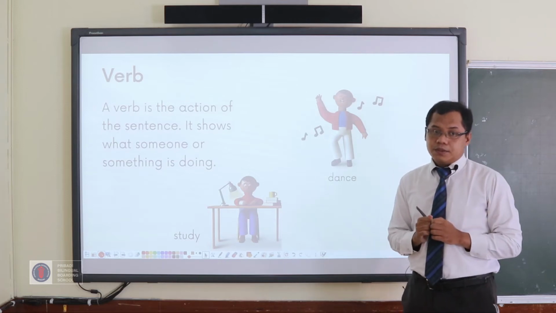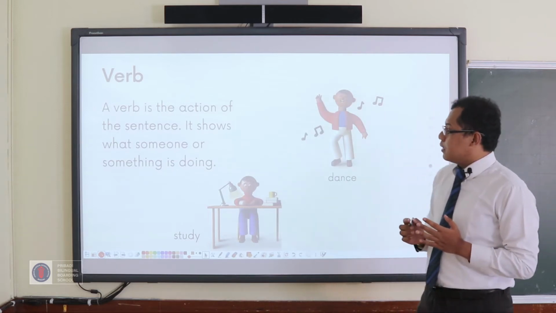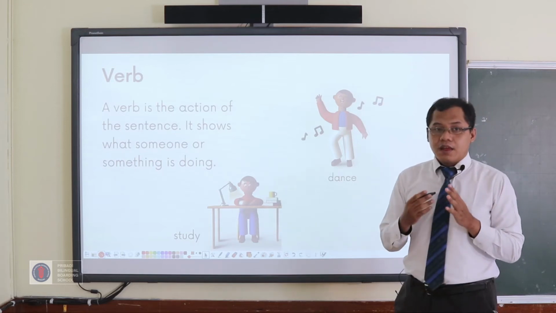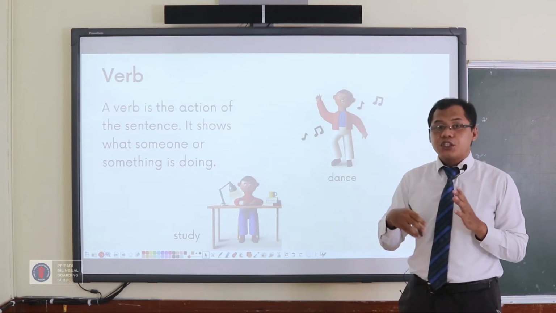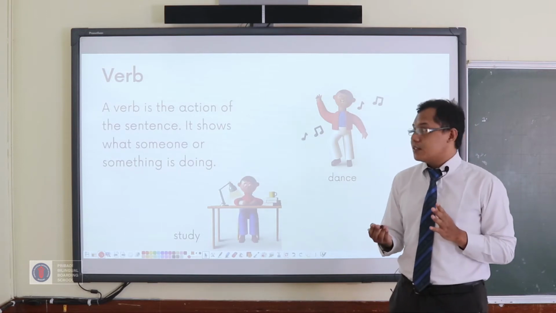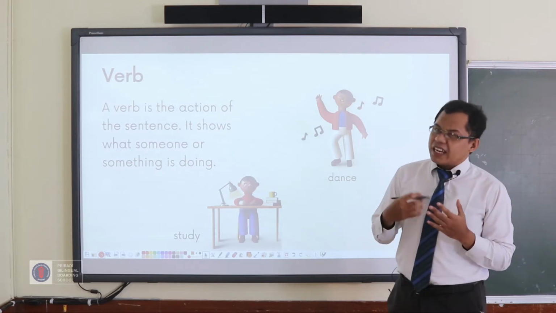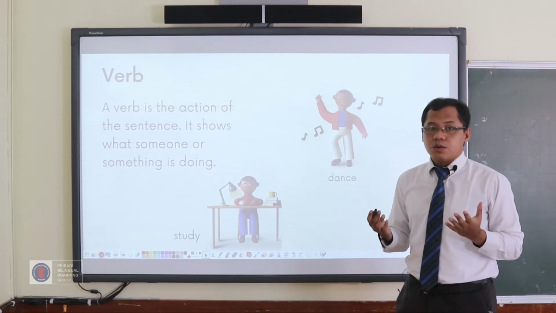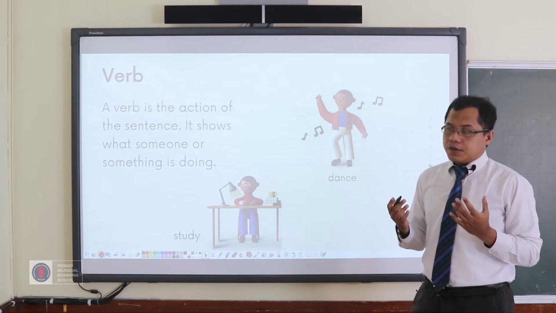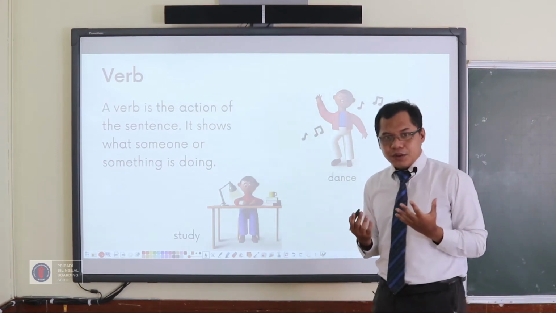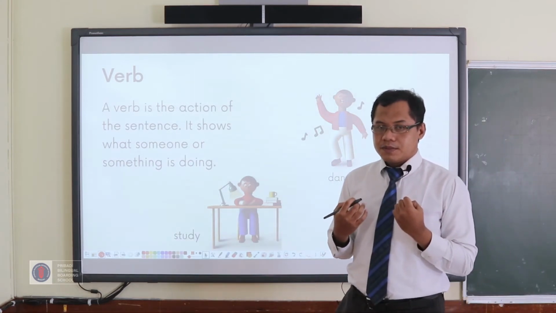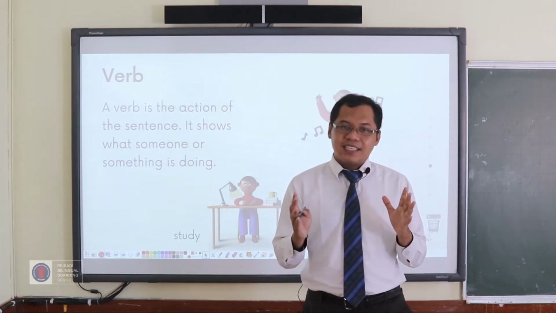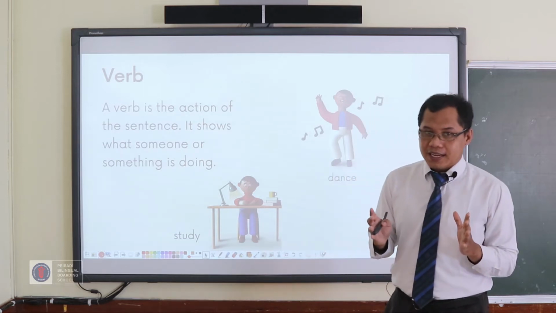What is a verb? A verb is the action of the sentences. A verb is a word that shows an action in a sentence. Okay? And it shows what someone or something is doing. Yeah? For example, what am I doing at the moment? Great, I'm teaching you. So the word teach is also a verb, yeah?